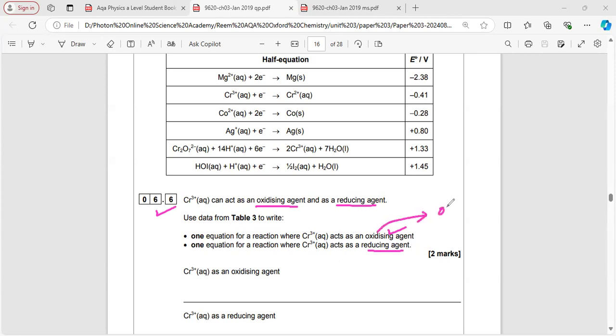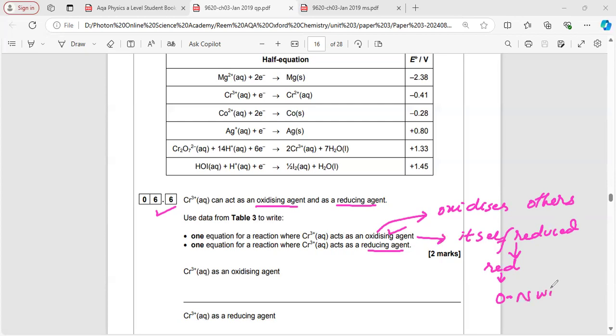An oxidizing agent oxidizes others, and itself is reduced. Reduced means reduction, and reduction means the oxidation number will decrease. So this is the chromium. Now its electrode potential value is given here. I have to compare the other two equations. Let's see how I can compare.